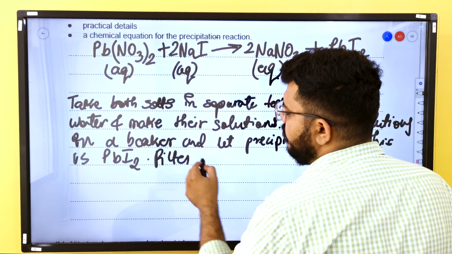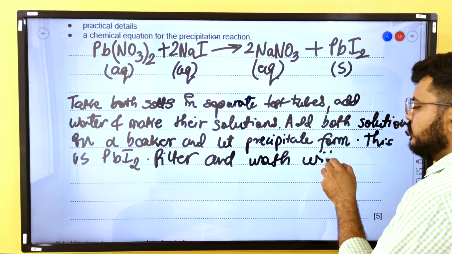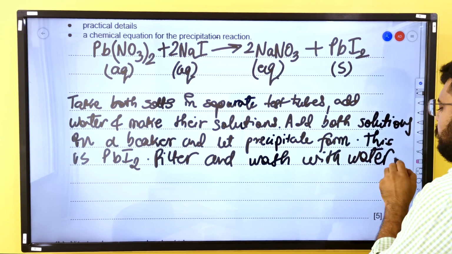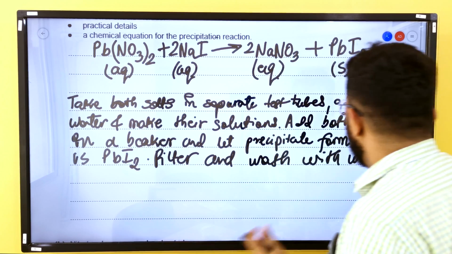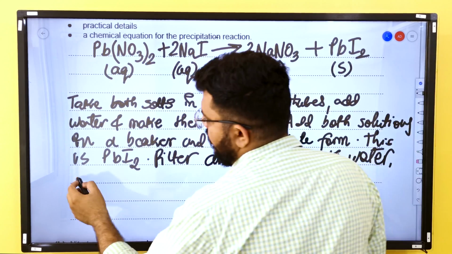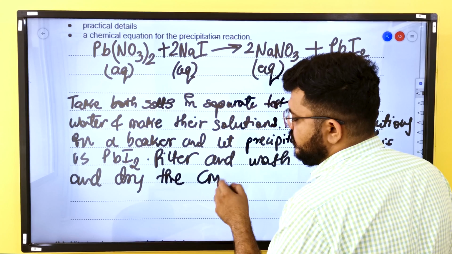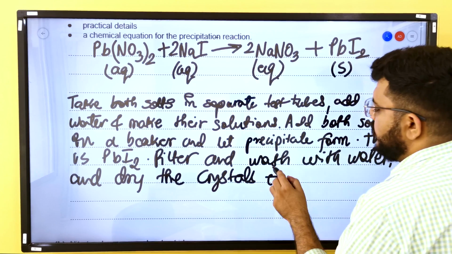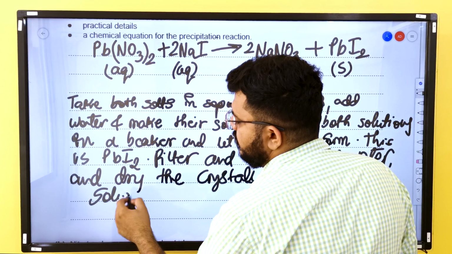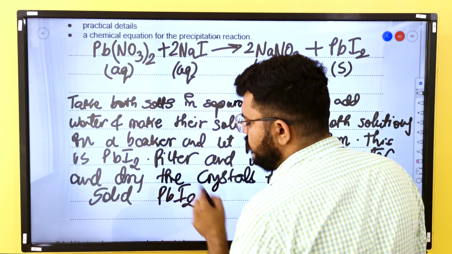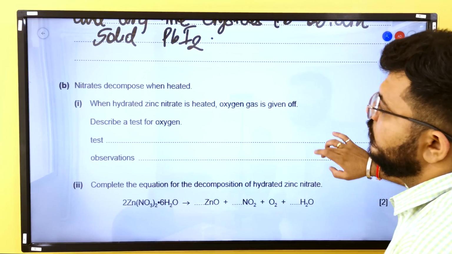Filter this precipitate, filter and wash with water, right, to remove any impurity. Wash with water to remove any dissolved impurities in water. So wash with water and dry the crystals to obtain solid PbI2. That's your answer. Now let's go to next question.